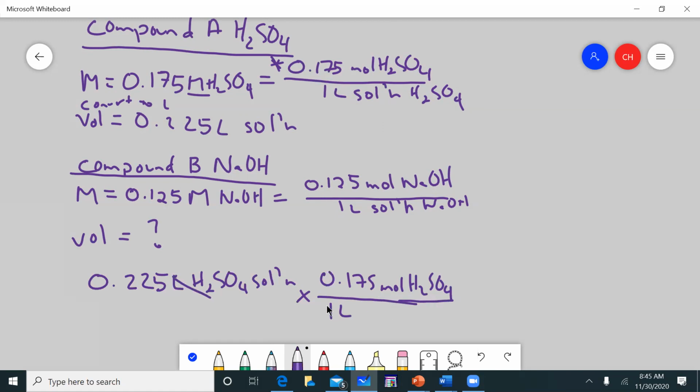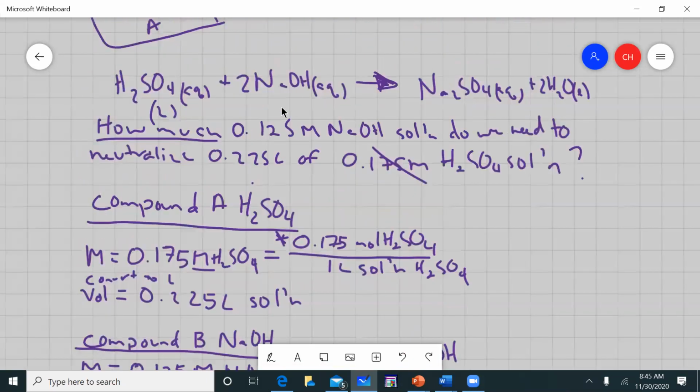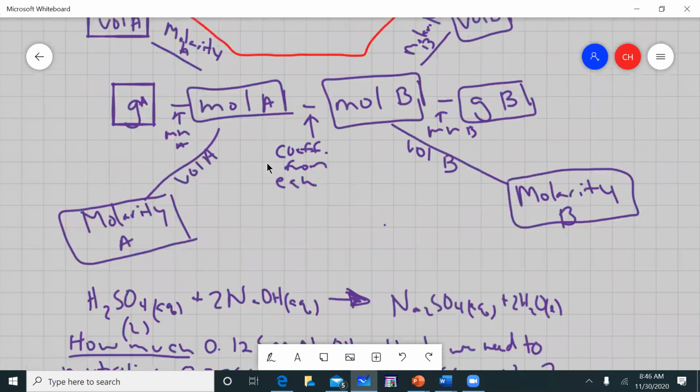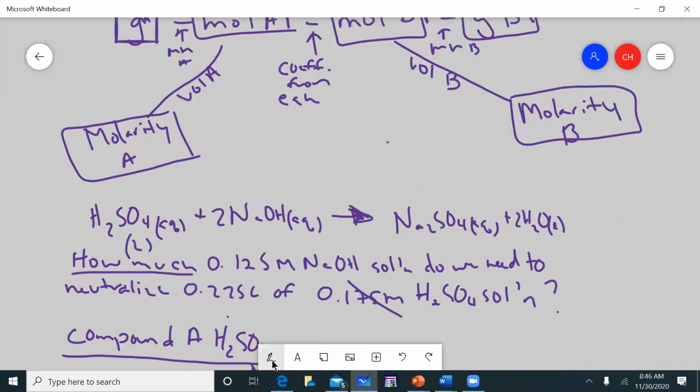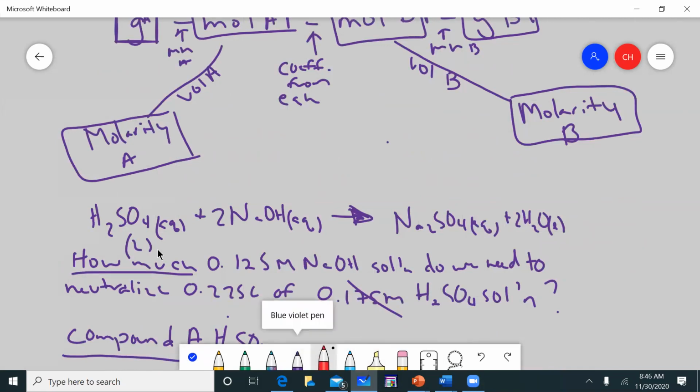Right, so liters will now cancel. Now I'm in units of moles of compound A, or units of moles of my acid. Right? So we've done this first step. We need to go from moles of A into moles of B, and this is where we use the coefficients. So here's our balanced equation. Coefficients, well, for every 1 mole of the H2SO4, I will end up with 2 moles of the NaOH.